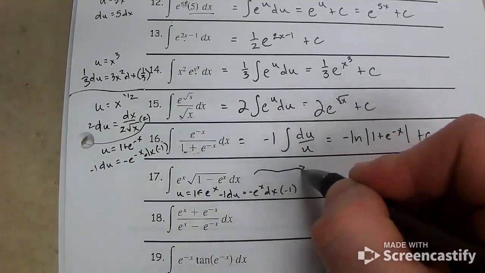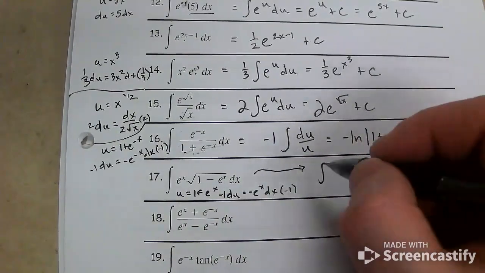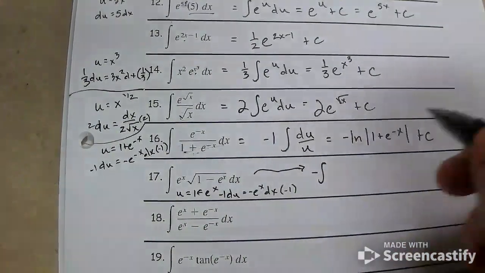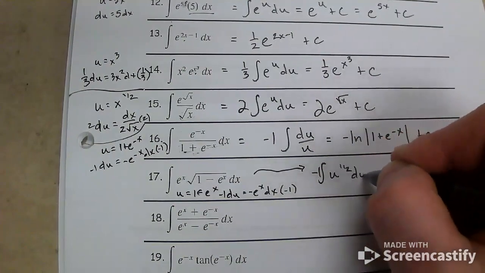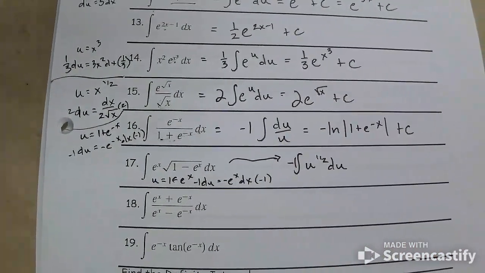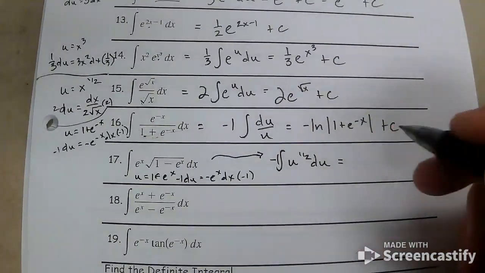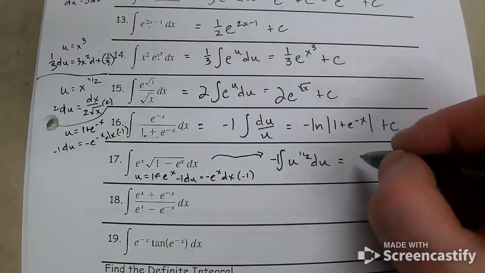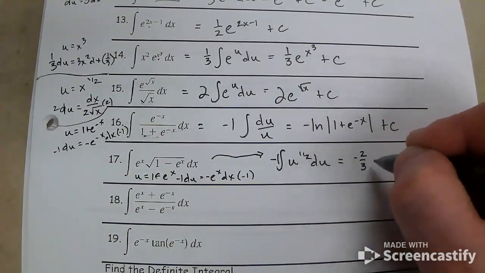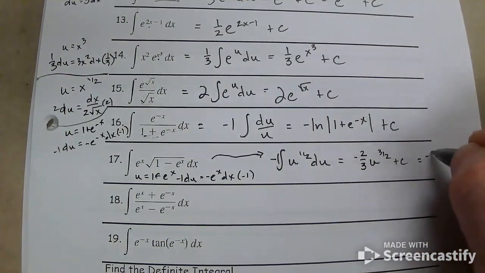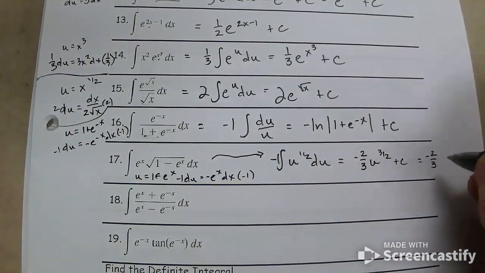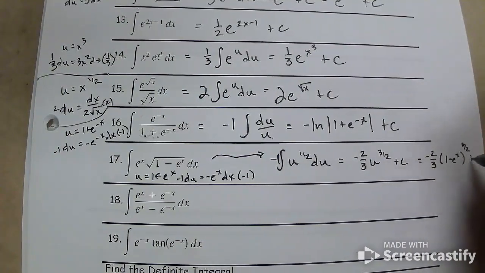So this ends up becoming the integral of negative 1 u to the 1/2 du, which ends up becoming, add 1 divided by the new, so negative 2/3 u to the 3/2 plus c, or better yet, negative 2/3, and our u was 1 minus e to the x, to the 3/2 plus c.